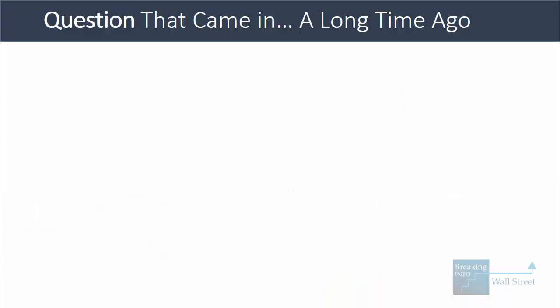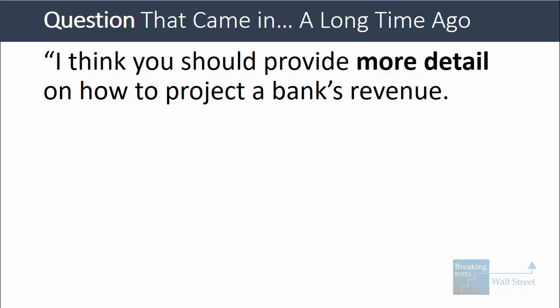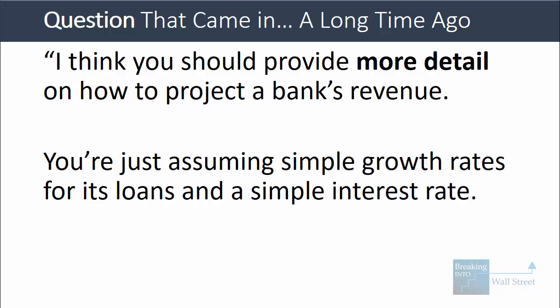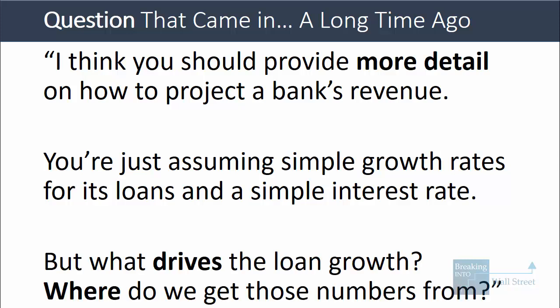This tutorial is based on a question that actually came in quite a long time ago, but I want to go back to it because it seems particularly appropriate given some of the new courses and new material we're working on right now. So here's the question. I think you should provide more detail on how to project a bank's revenue. You're just assuming simple growth rates for its loans and a simple interest rate. But what drives the loan growth and where do we get these numbers from?